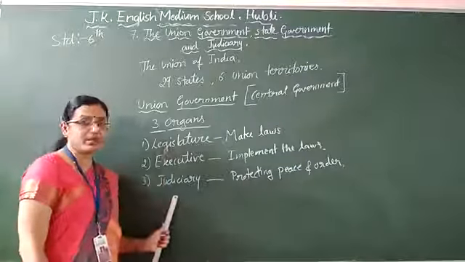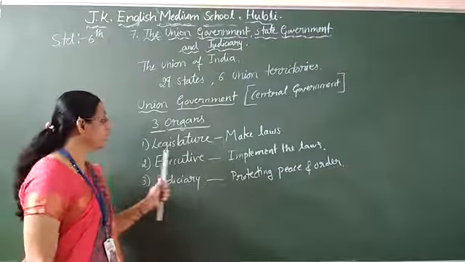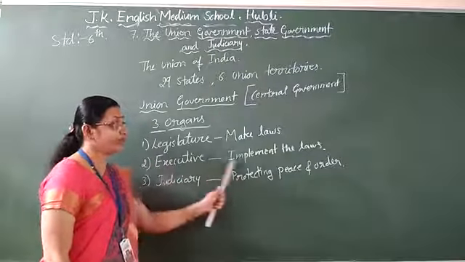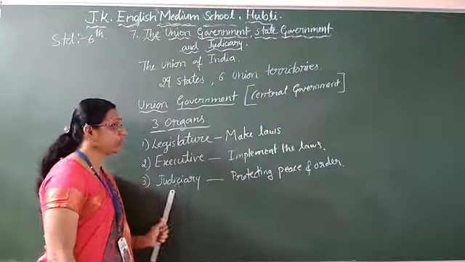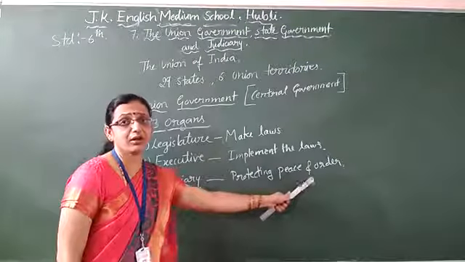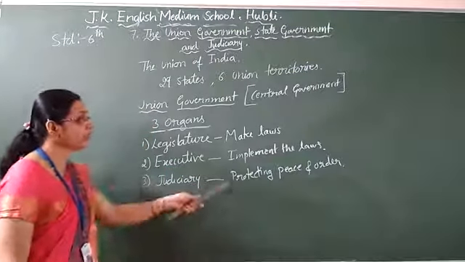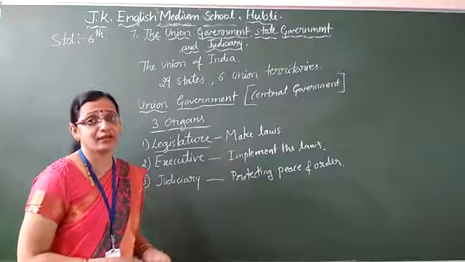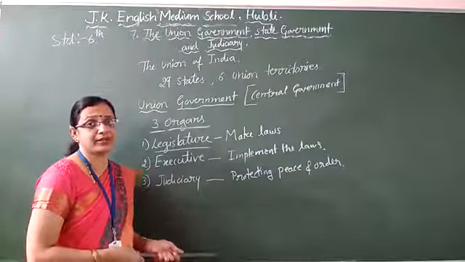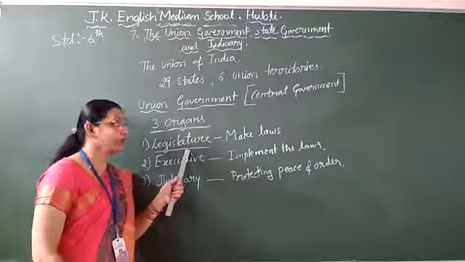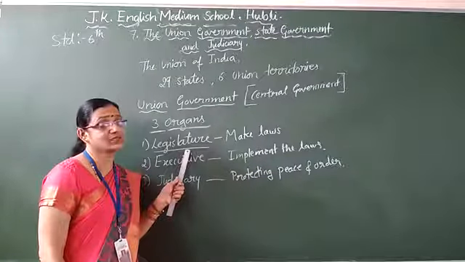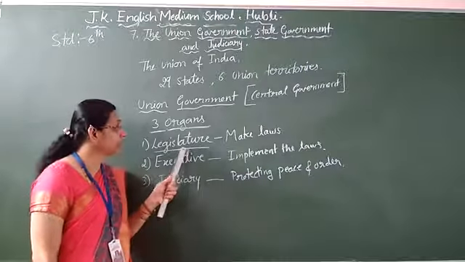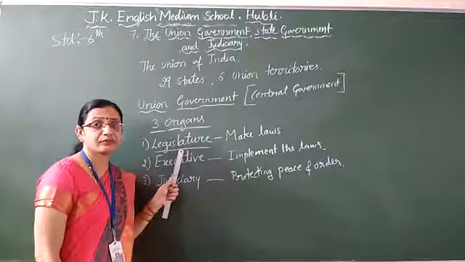These are the three organs and their functions. Legislature makes the law. Executive implements the law. Judiciary protects the peace and order. This legislature means parliament, the union parliament. In that, all ministers will be there: Rajya Sabha, Lok Sabha, Prime Minister, Governor.